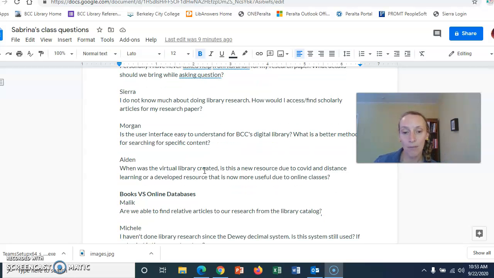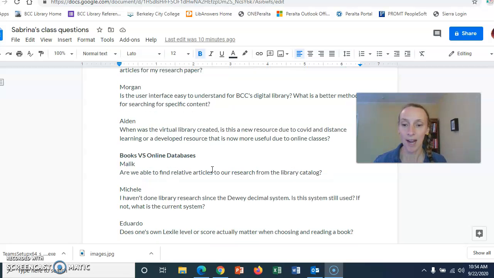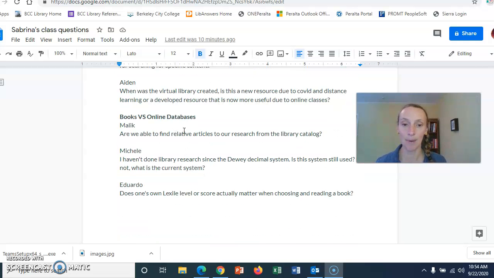So Aiden asks, when was the virtual library created? The awesome thing about our library is that we have always had the majority of our services online. The only thing that has really changed is that now all the librarians are online as well, and you can chat with us. And the fact that our physical space is closed, so you can't use it to make prints or study.